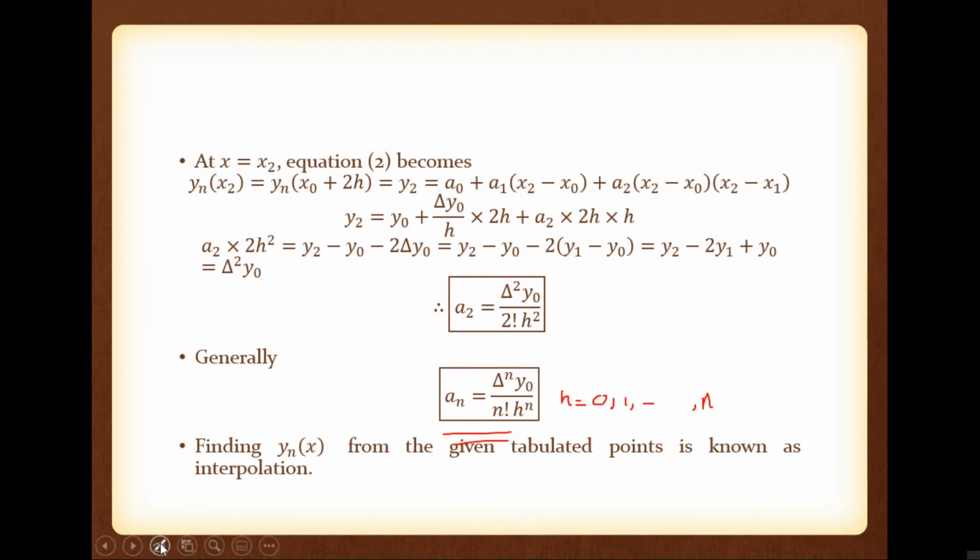So please note, yn of x, the function that we are finding, is known as the interpolated function, and the process is known as interpolation. Okay, by using the tabulated points, by using the given points, we are finding yn of x. So the process is known as interpolation, and the corresponding nth degree polynomial is known as the interpolated function.